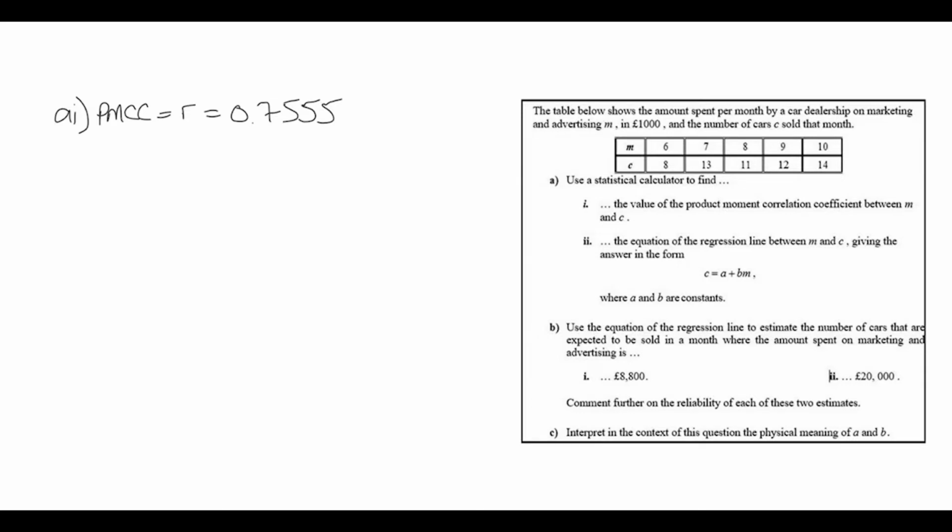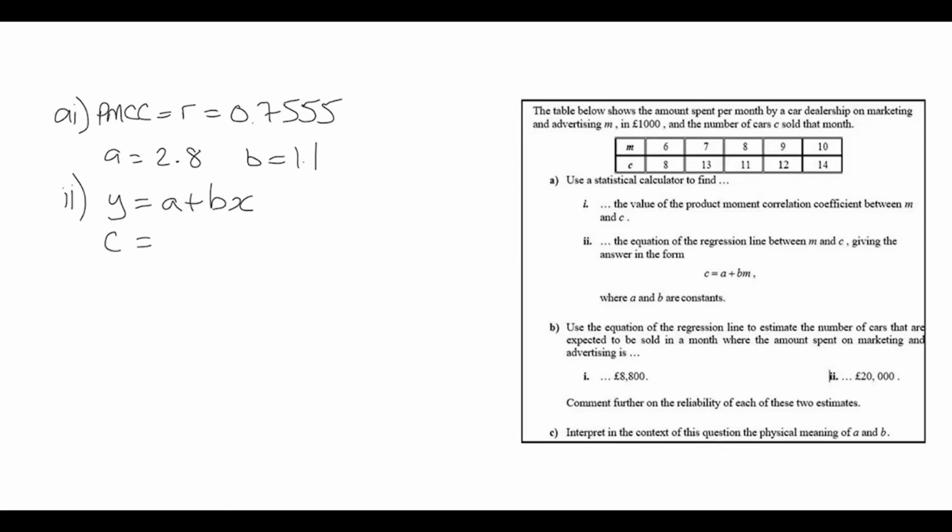The next part of the question asks us to find the equation of the regression line between M and C, giving our answer in the familiar form. Well, the intercept and the gradient of the regression line are also on that summary screen, where A, the intercept, is 2.8, and B, the gradient, is 1.1. We can go ahead and try and get these into that familiar form.